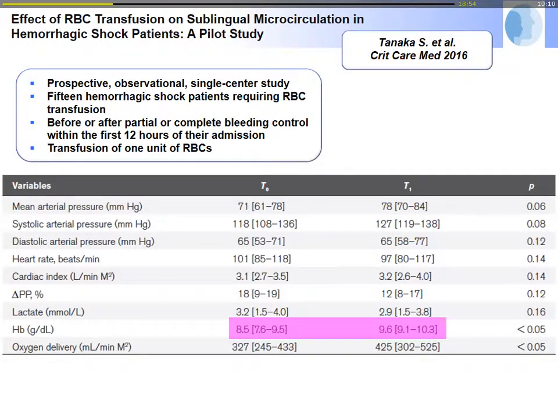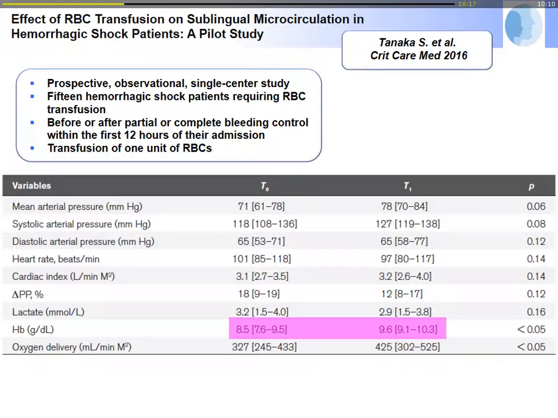And a last example, it's concerning transfusion. So in this study, we give 1 unit of red blood cells. It's 250 milliliters of fluid and of blood. And this is a hemorrhagic shock patient. And we observe the effect at the level of microcirculation. And the physician does what he wants.